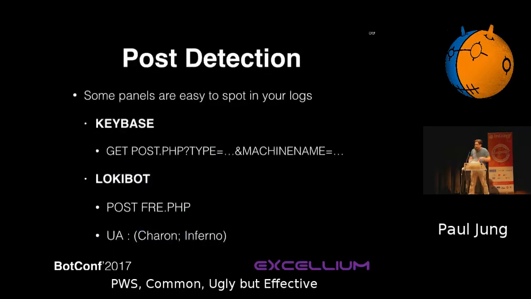So another idea: some panels are really easy to detect. Keybase does a GET/POST with a specific pattern. Loki, for example, does a POST to a specific page. It could be changed, but usually it's that. And it uses a specific URL. So it's easy to spot. If you have a proxy, if you have an IDS, you could spot it. The problem is with the others.